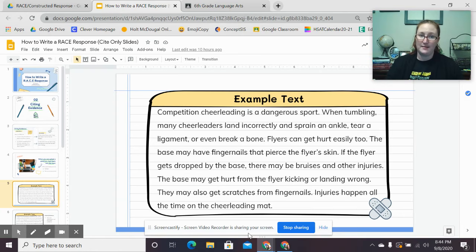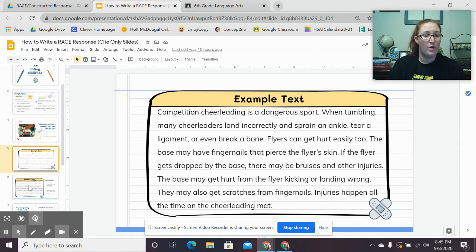I have an example text here, so I'm just going to read through it very quickly with you. It says, "Competition cheerleading is a dangerous sport. When tumbling, many cheerleaders land incorrectly and sprain an ankle, tear a ligament, or even break a bone. Flyers can get hurt easily too. The base may have fingernails that pierce the flyer's skin. If the flyer gets dropped by the base, there may be bruises and other injuries. The base may get hurt from the flyer kicking or landing wrong. They may also get scratches from fingernails. Injuries happen all the time on the cheerleading mat."